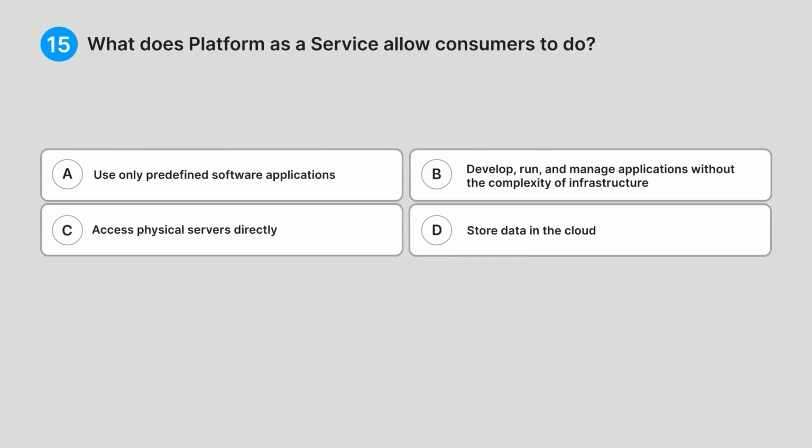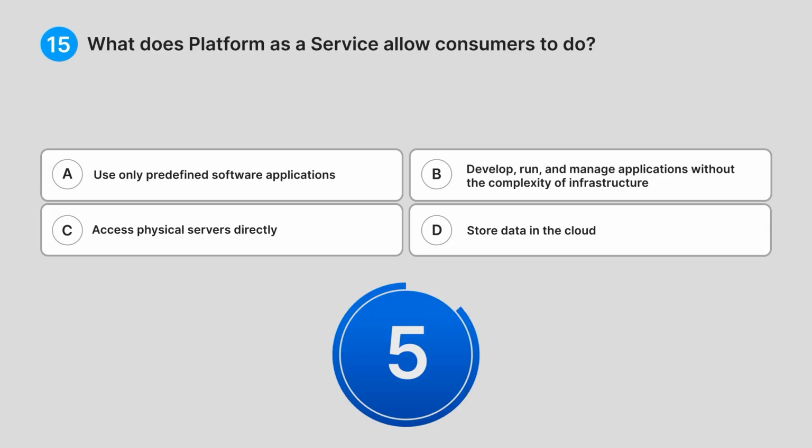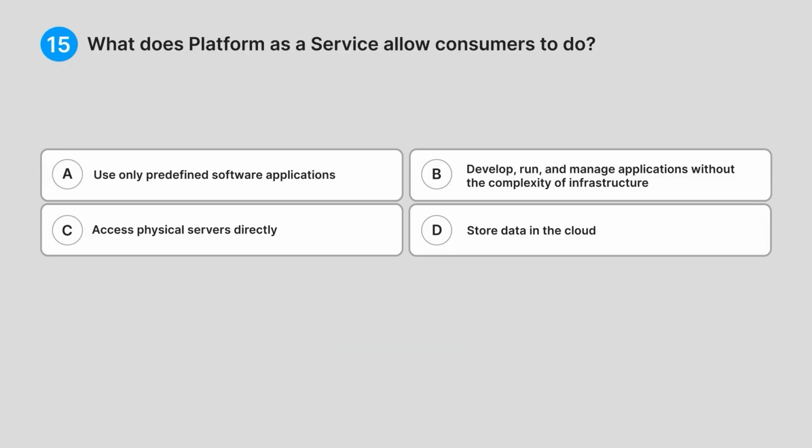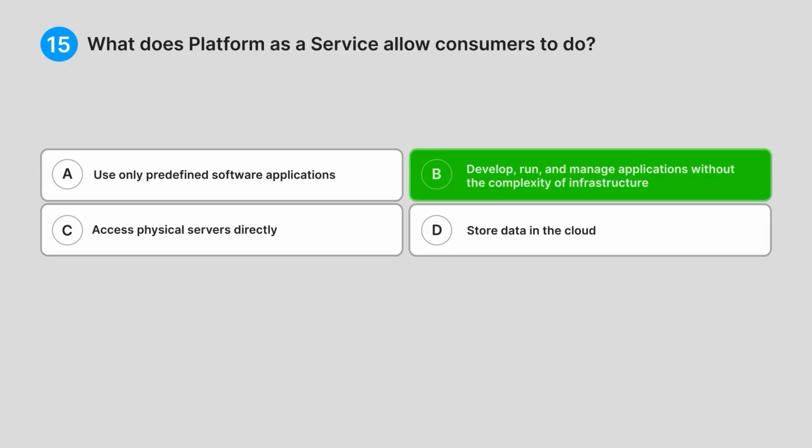15. What does platform as a service allow consumers to do? A. Use only predefined software applications. B. Develop, run and manage applications without the complexity of infrastructure. C. Access physical servers directly. D. Store data in the cloud. What do you think is the answer? Correct answer, B. Develop, run and manage applications without the complexity of infrastructure.